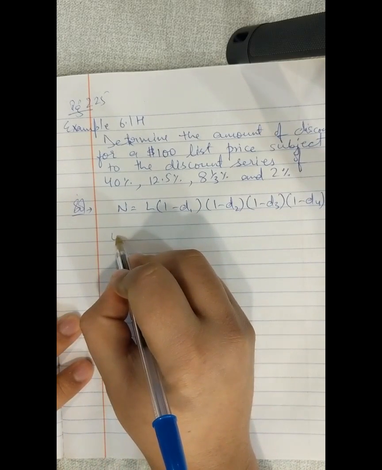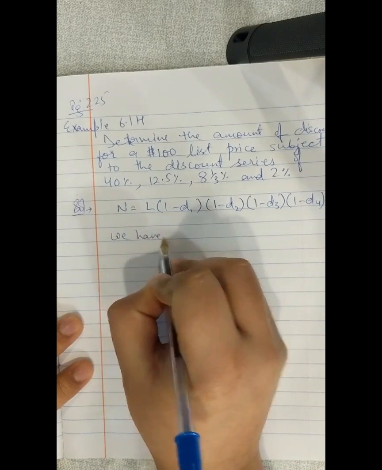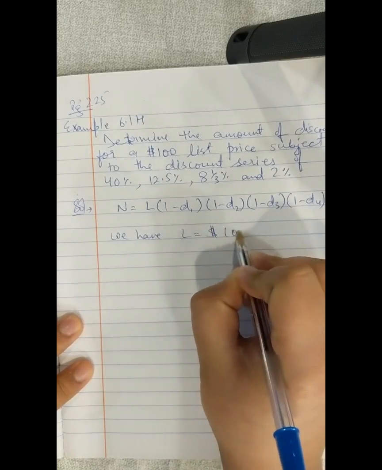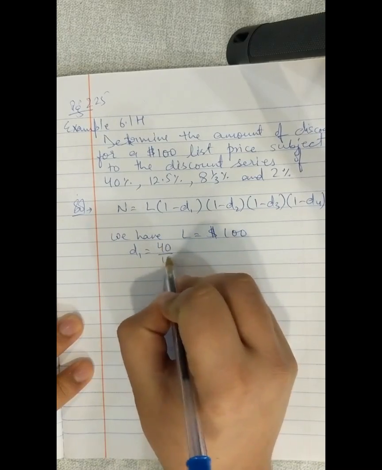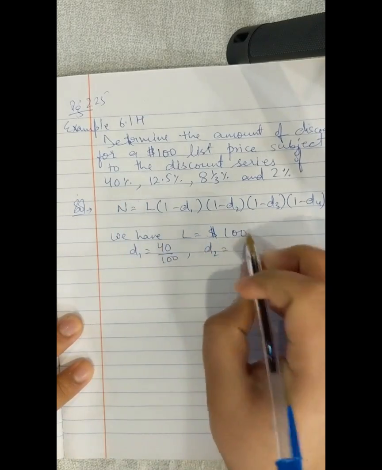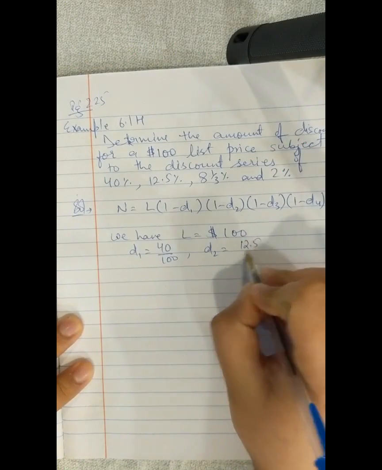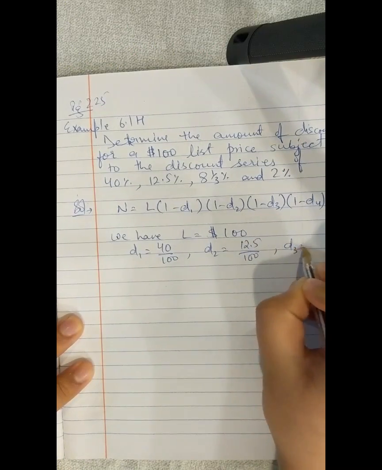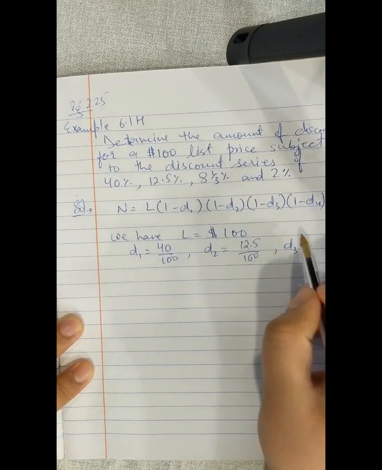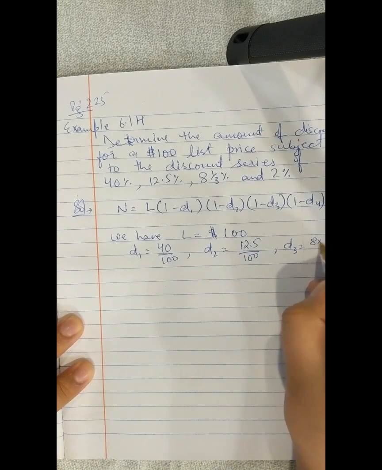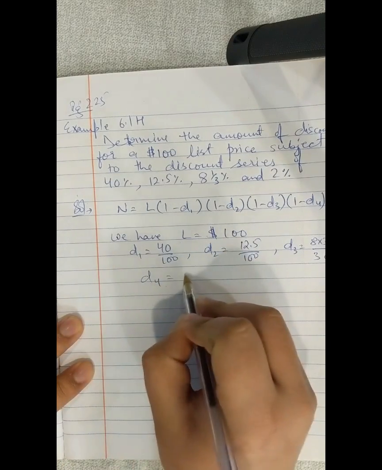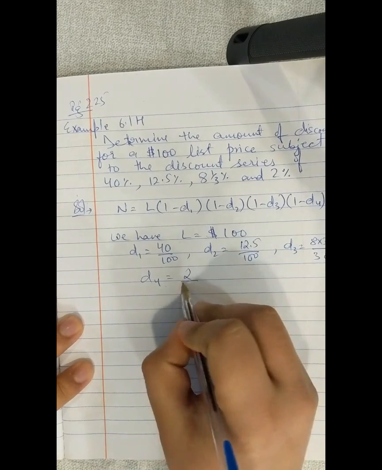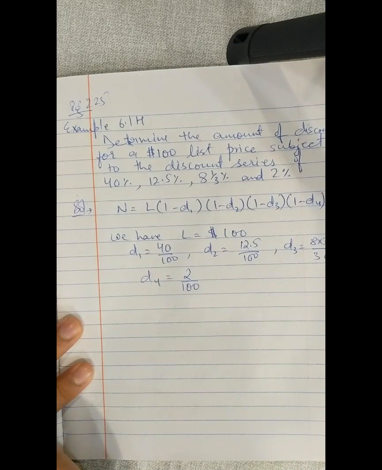Here we have L, the list price $100. D1 is 40%, so 40 over 100. D2 is 12.5%, so 12.5 over 100. D3 is 8 1/3%. So I can convert this. It will give me (8 times 3 plus 1) over 300, and D4 will be 2%, which is 2 over 100, right?